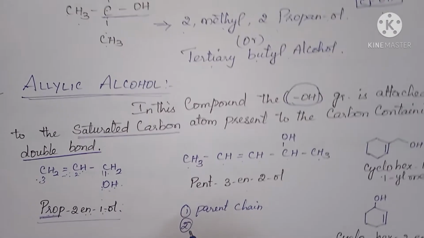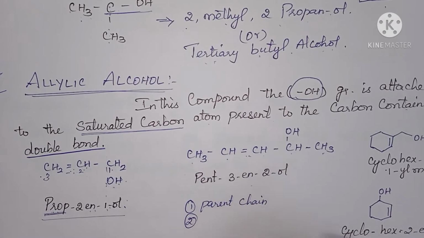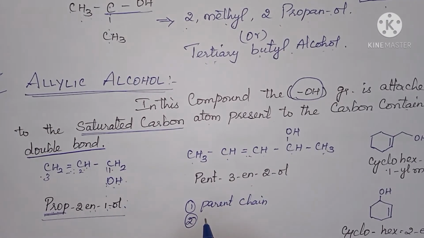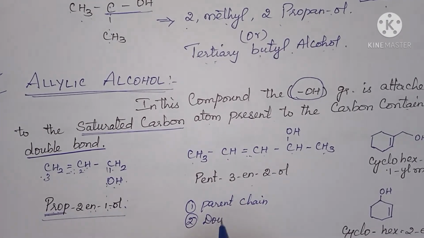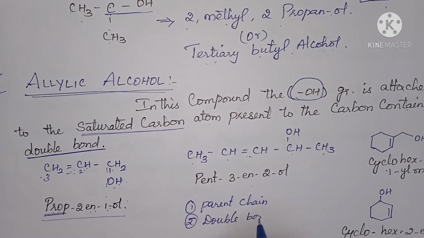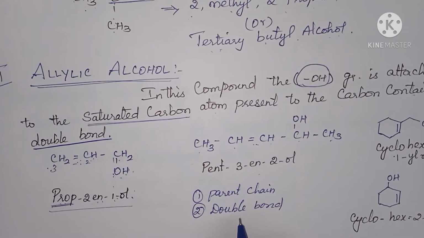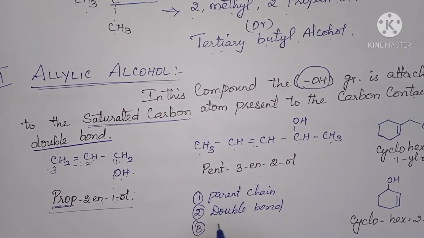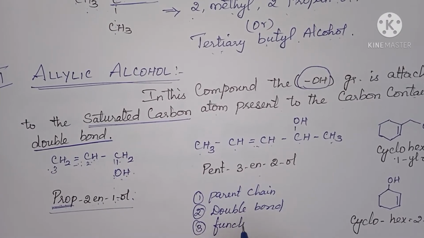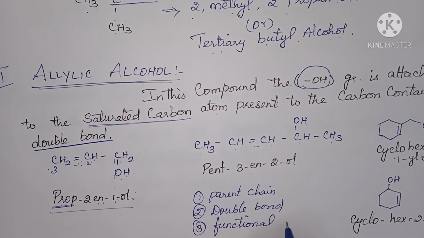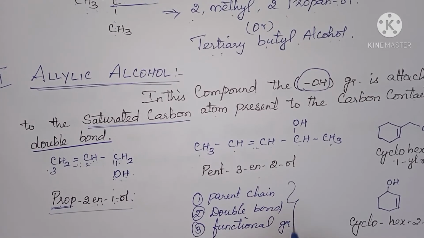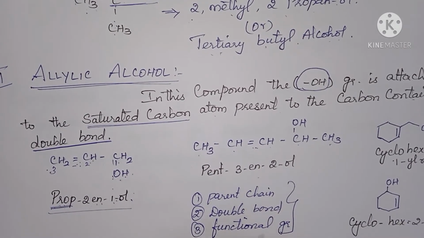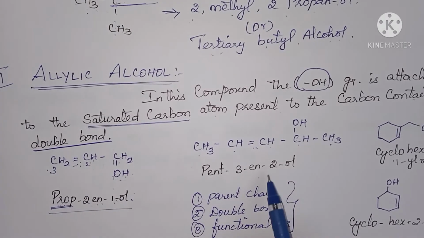Second point, what is it? Where is the double bond? Where it is a double bond. Now the third point, what is it? Functional group. These are the 3 points we have to check before writing the IUPAC name.